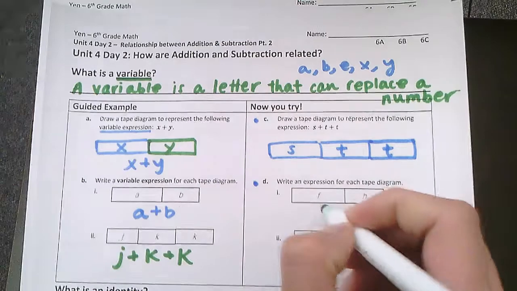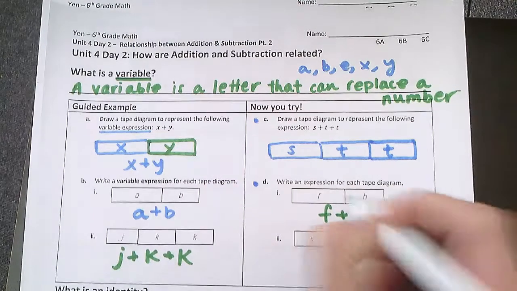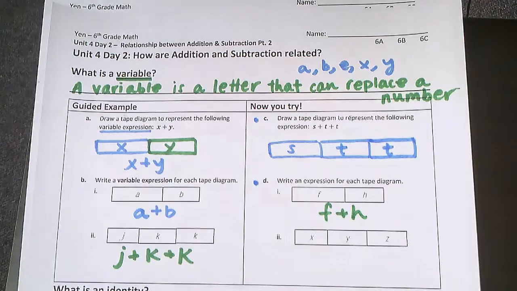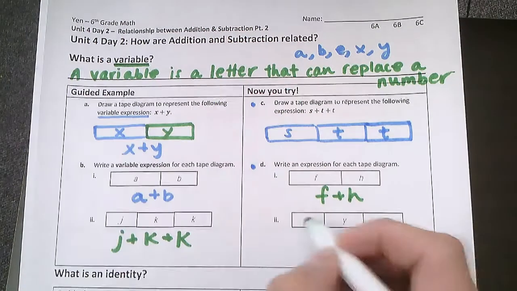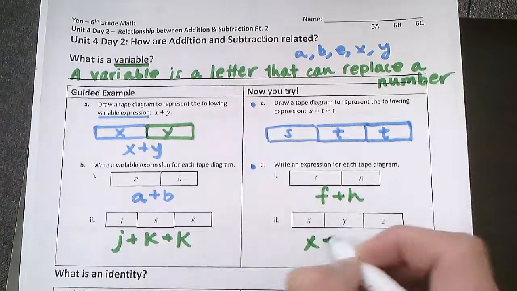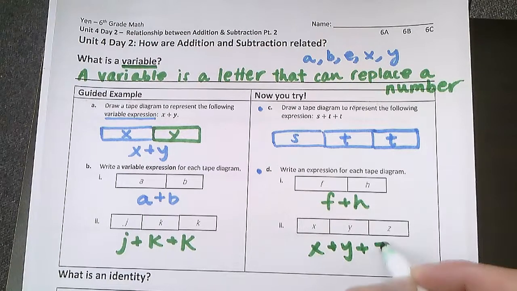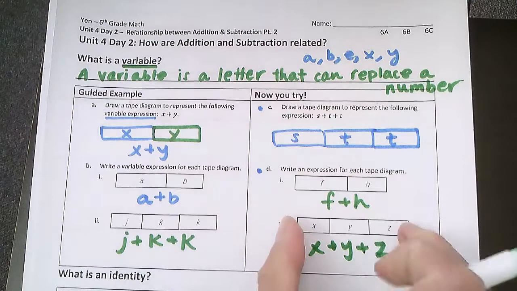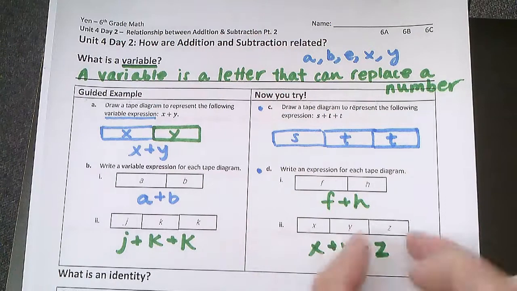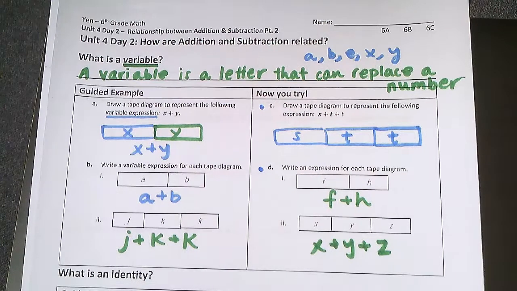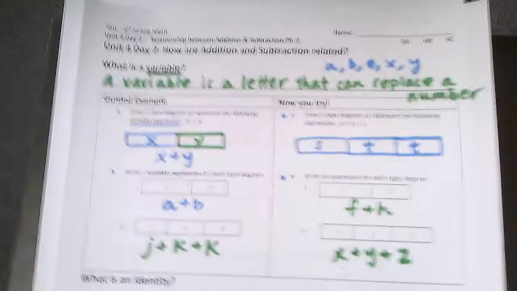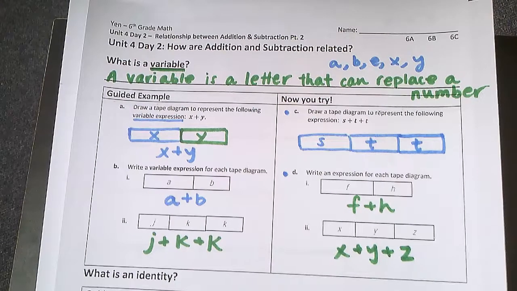Here we have f, and then we're adding some amount h. Here we're starting with the variable x. We're adding the amount y, and then we're adding the amount z. So this right here represents x plus y plus z. Okay. So if you got all those on your own, 3 gold stars for you. And now let's level up.